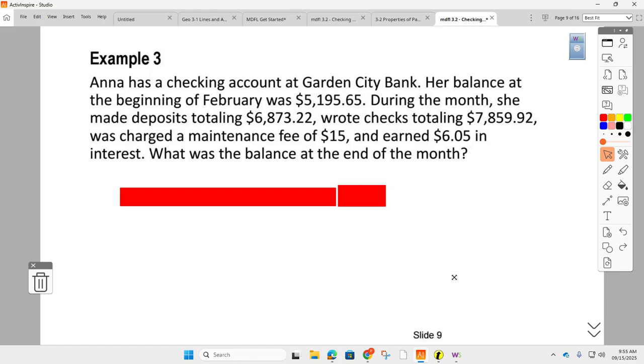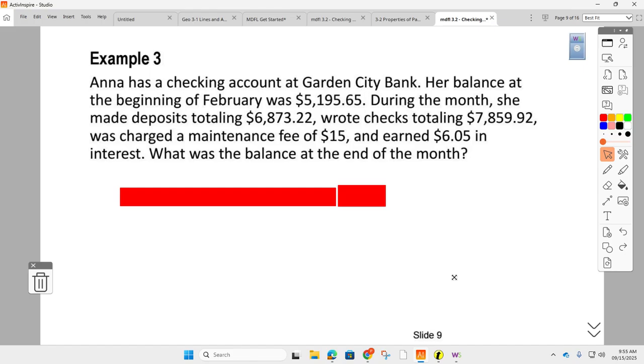Anna has a checking account at Garden City Bank. Her balance at the beginning of February was $5,195.65. During the month, she made deposits totaling $6,873.22, wrote checks totaling $7,869.92, was charged a maintenance fee of $15, and earned $6.05 in interest. What was the balance at the end of the month?